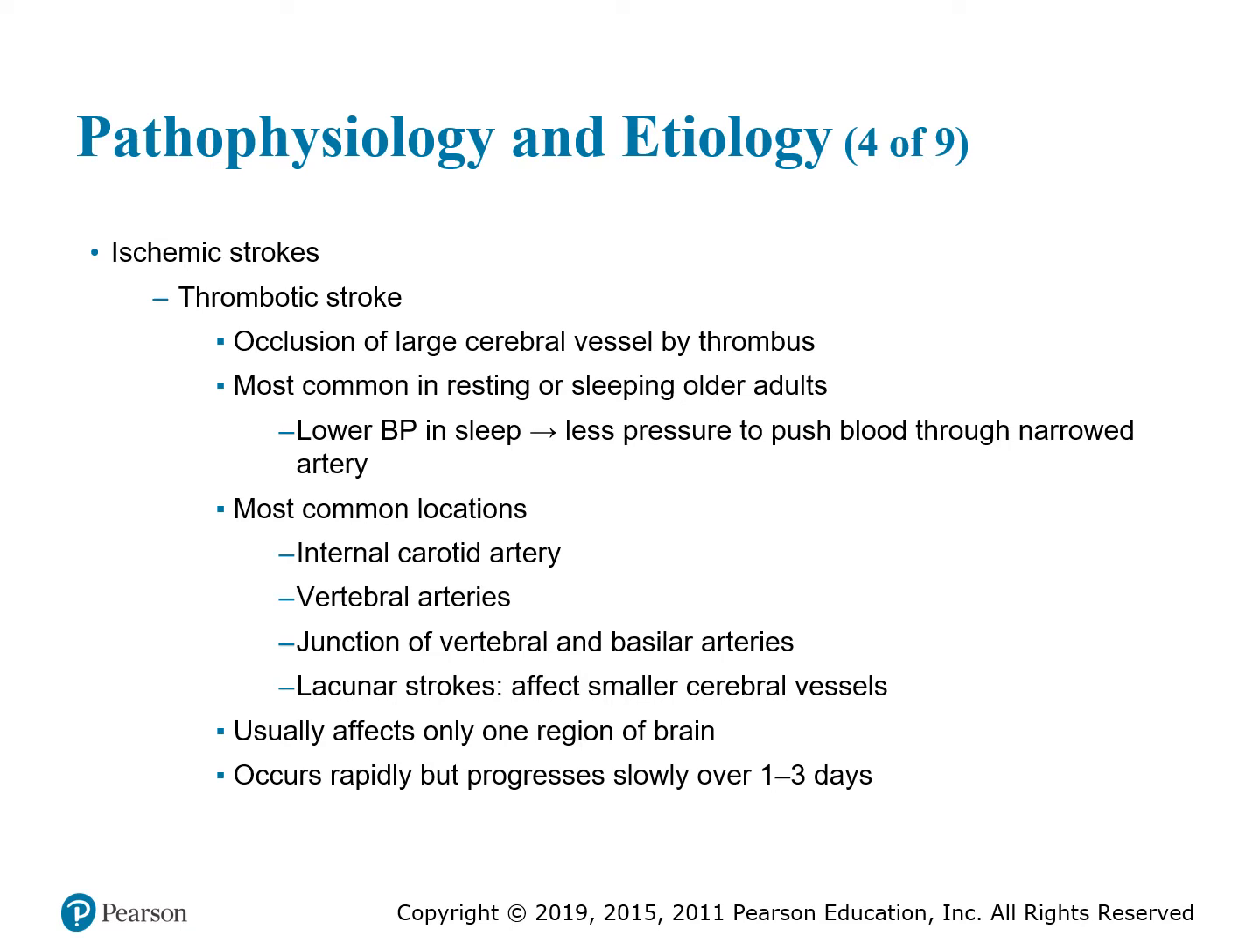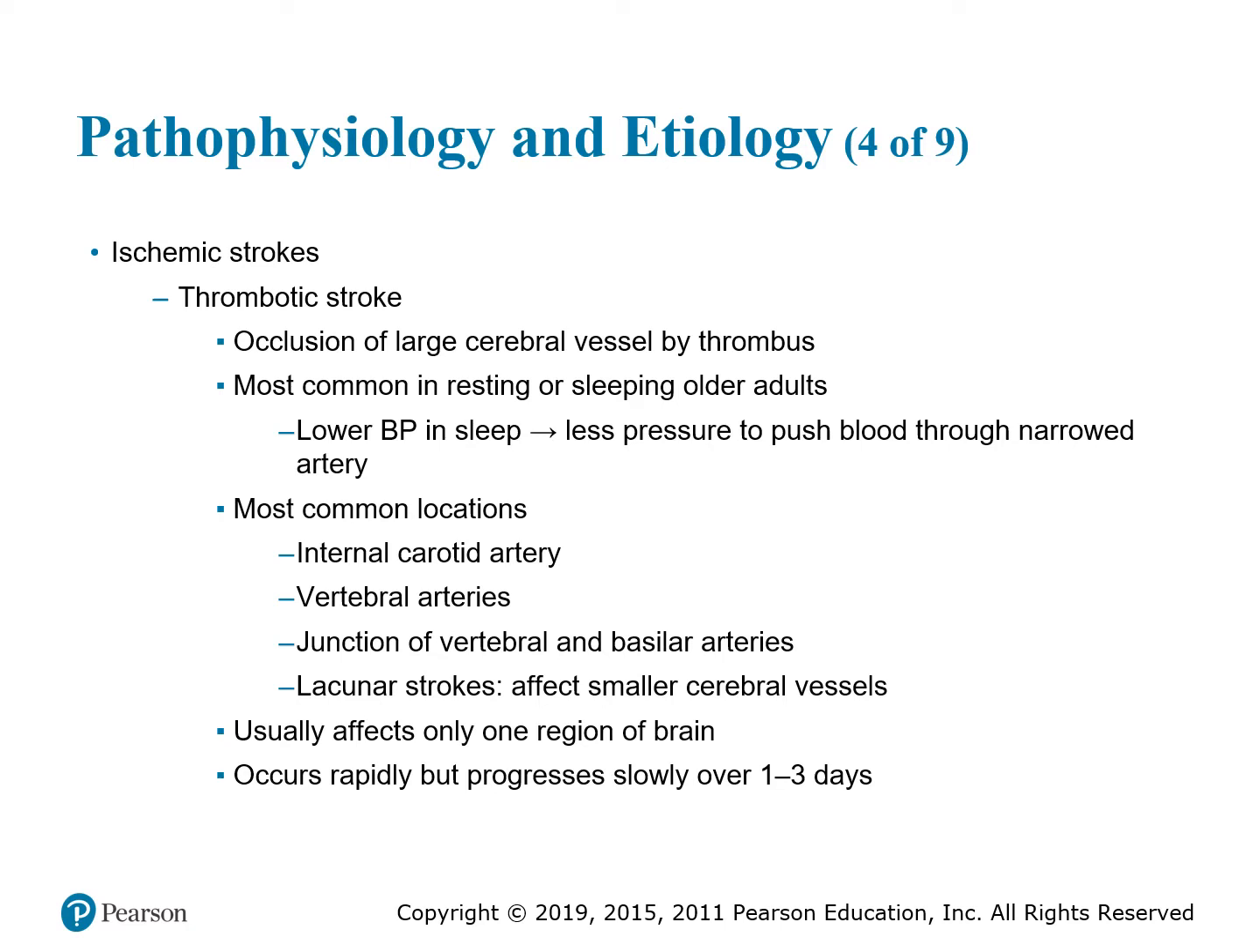So the next one with ischemic strokes is the thrombotic stroke. This is occlusion of the large cerebral vessels caused by a thrombus, so some type of blood clot. It's most common in resting or sleeping adults. What you'll see is lower blood pressure in the sleep, less pressure to push the blood clot through. If I have high blood pressure, then it puts too much pressure on the vessel and it may rupture, and that's a hemorrhagic stroke.